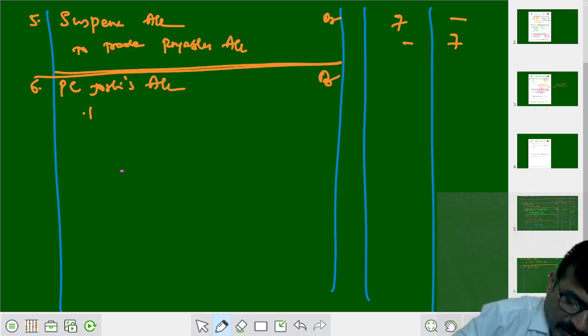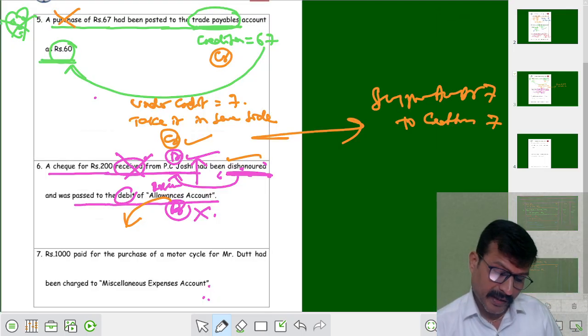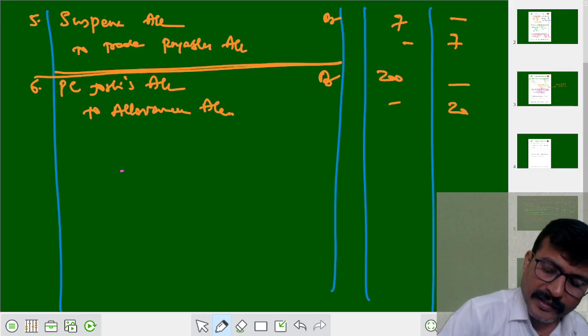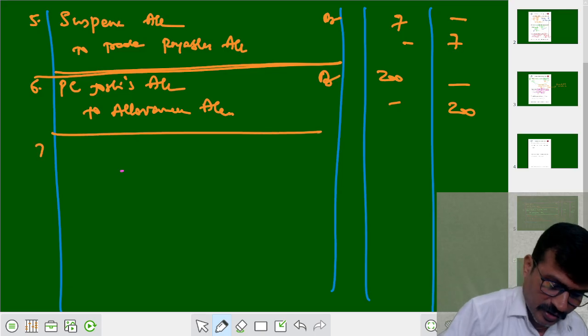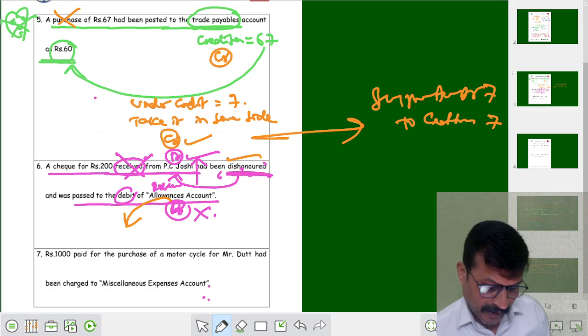PC Joshi's account debit to allowances account. Tell me, my dear student, is this an amount of how much? It is an amount of rupees 200. Please concentrate on the explanation very carefully, the way I explain.